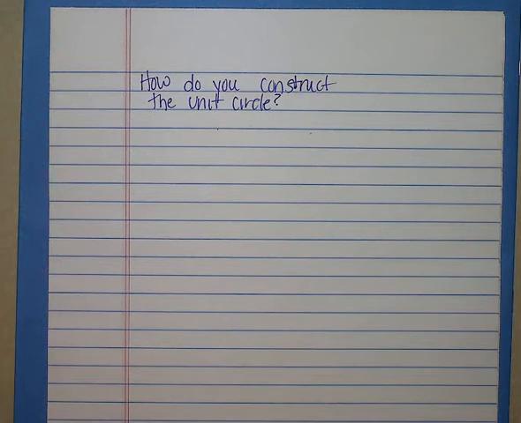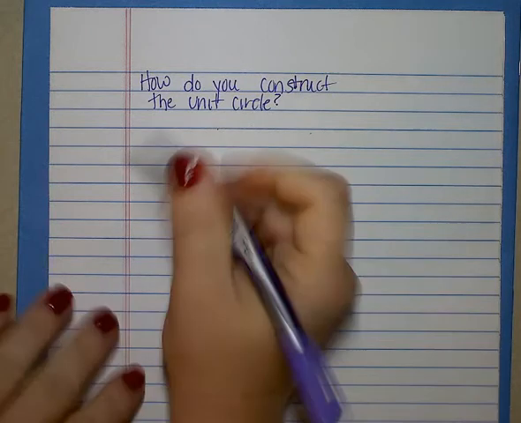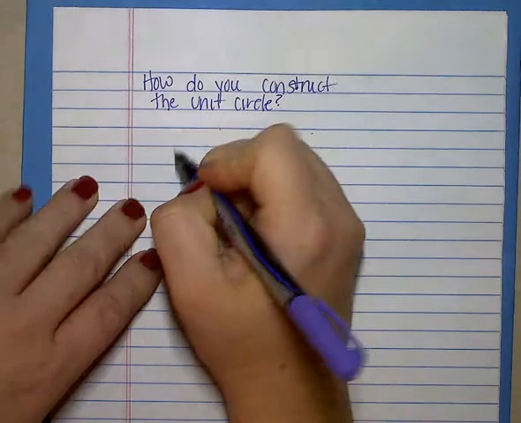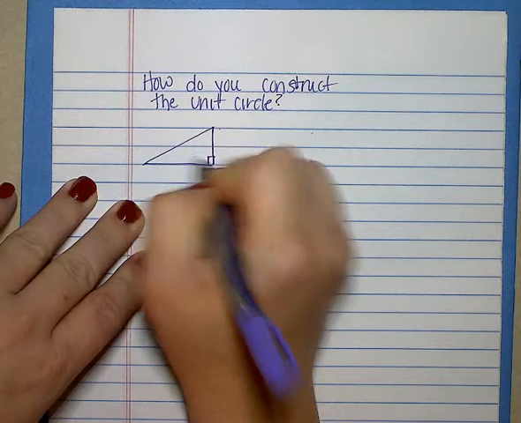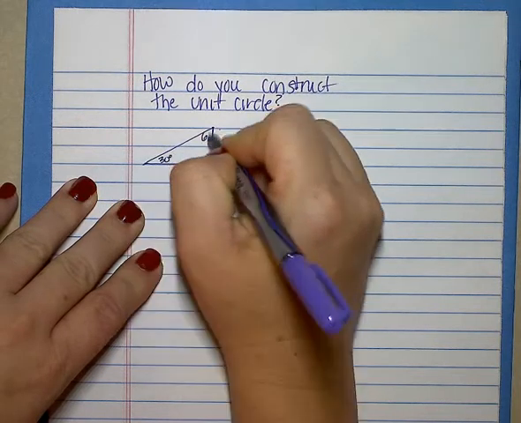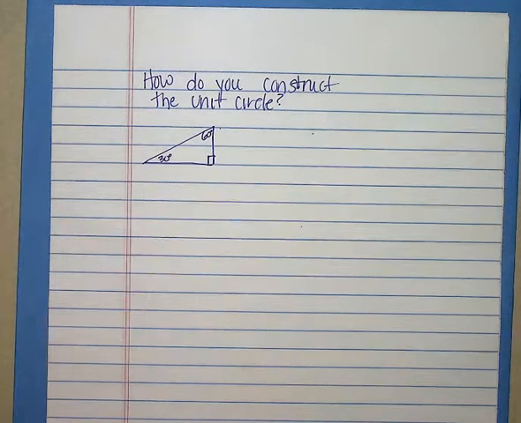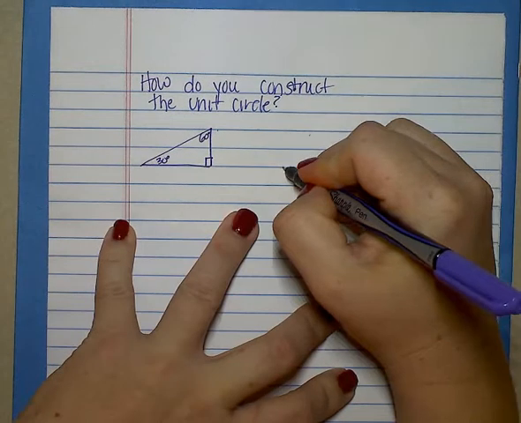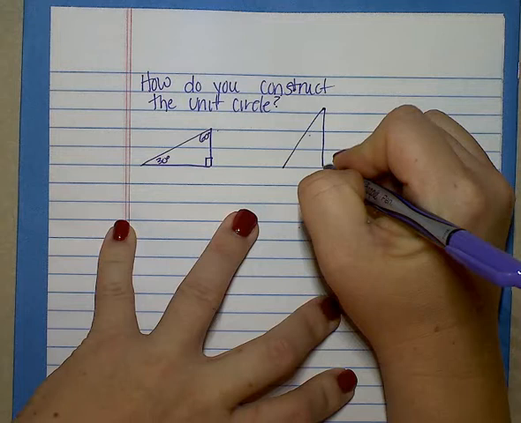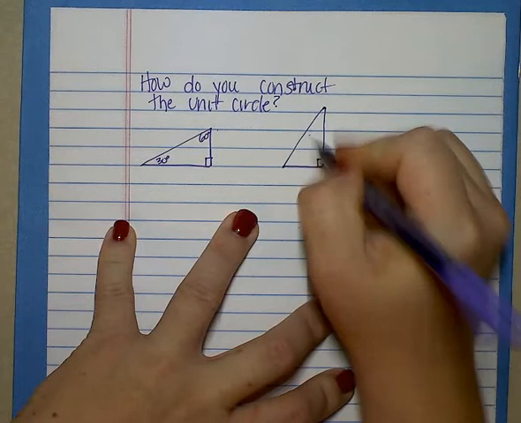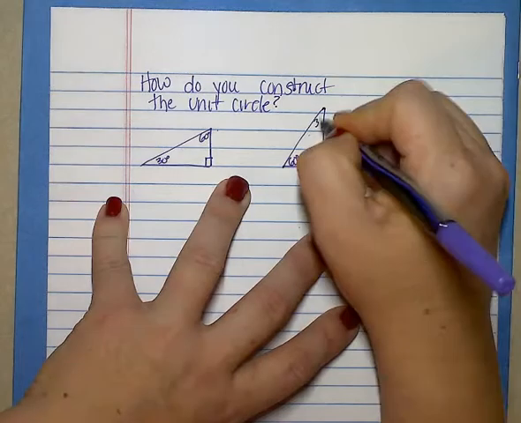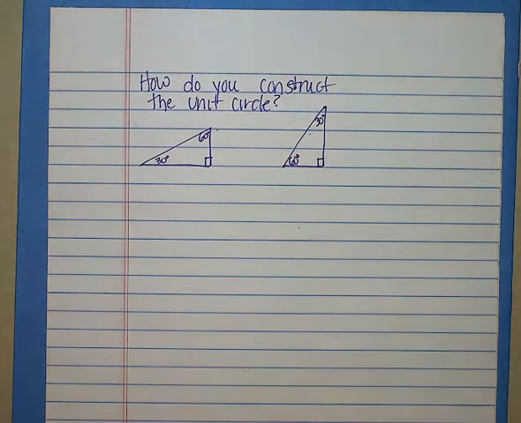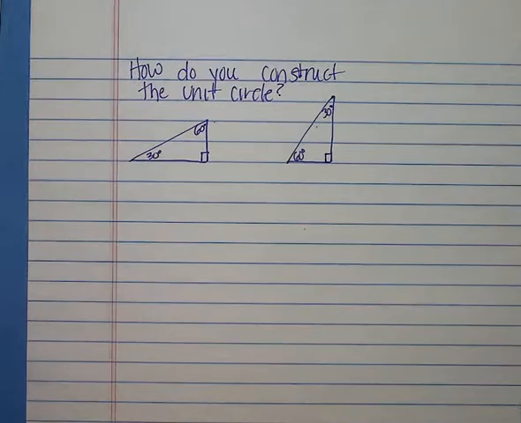Okay, so let's start by drawing two 30, 60, 90 triangles. Here's your first one. This is 30 degrees, 60 degrees, and 90. And your second is the same triangle, but now we have 60 down below, 30 up top. So this is what you have already learned. Let me zoom in here to make sure everybody can see it.